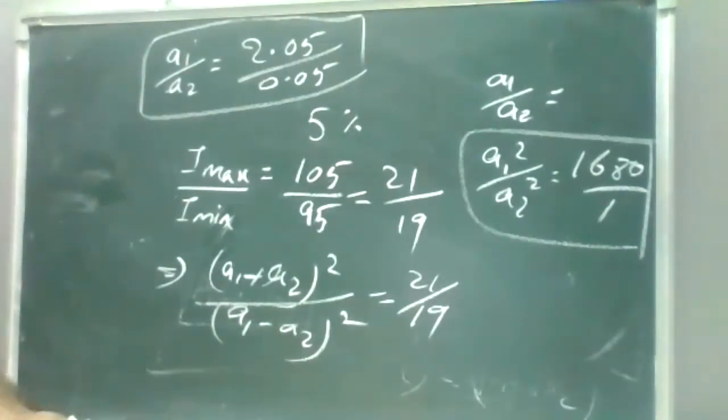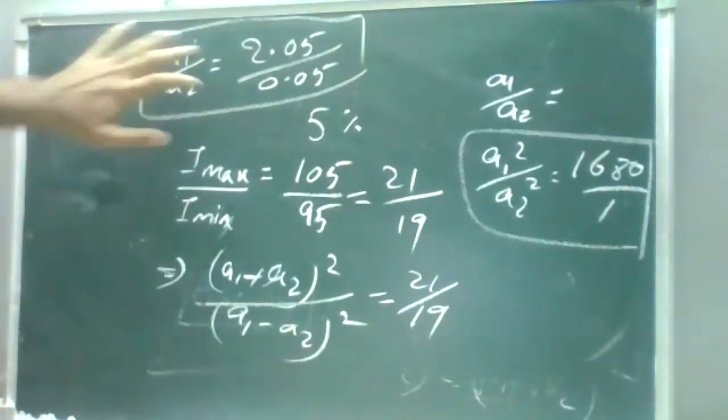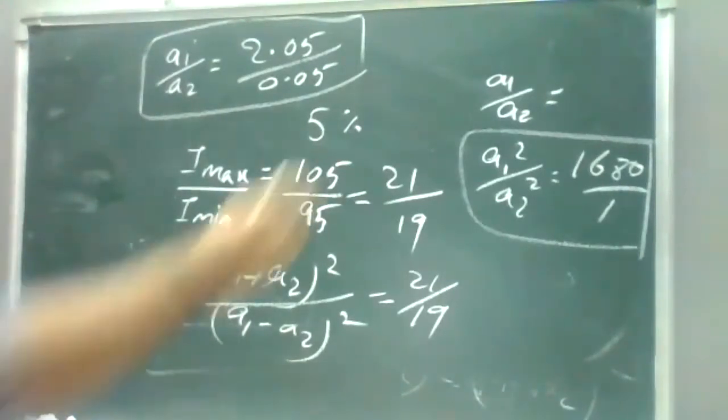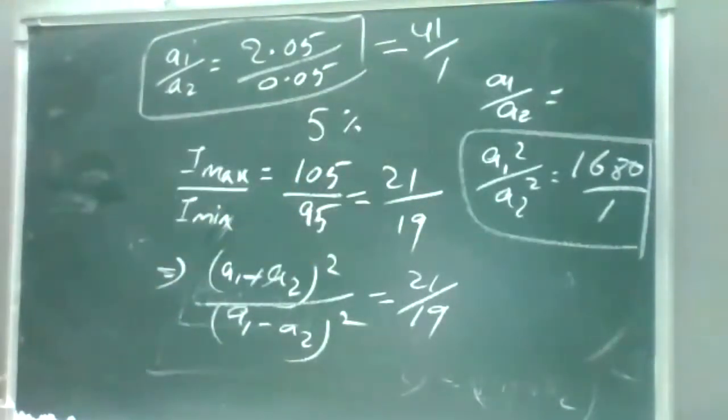Try it, and the answer is that A1 by A2 is nothing but 2.05 by 0.05. When you take the ratio and cancel the decimal points, it will be 41 by 1. You'll get 41 by 1. When you get 41 by 1 and do the squares, you'll get this answer. Note it down, you can try it later.